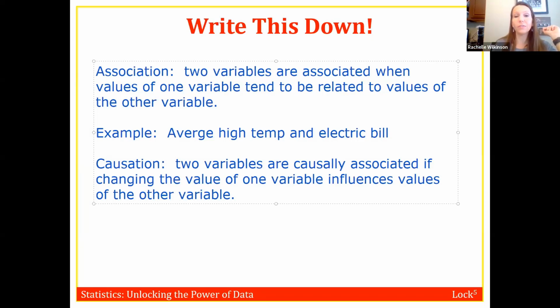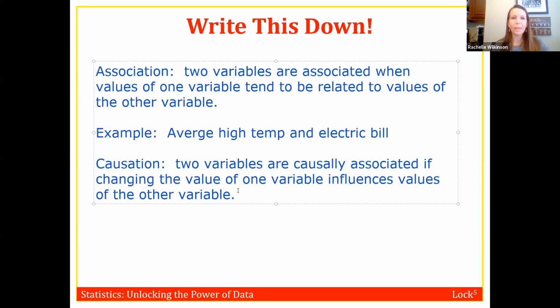Yes, so in the case of the temperature and the electric bill, there is a causal association there. The high temperatures outside are causing my electric bill to be high because the air conditioner is running all the time. I have 5 million kids running in and out all the time. So our electric bill during the hot months is astronomical. In fact, if I told you what it was, it would probably make you all feel better about your own electric bills.